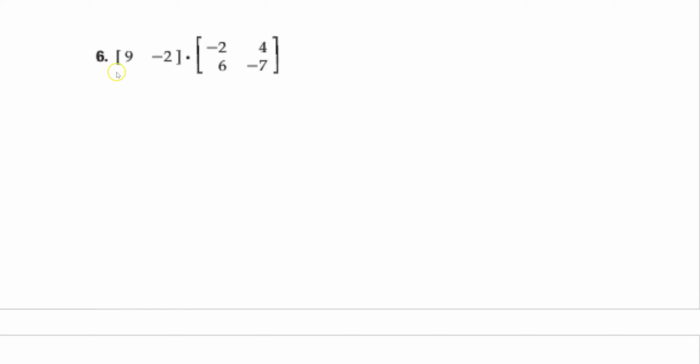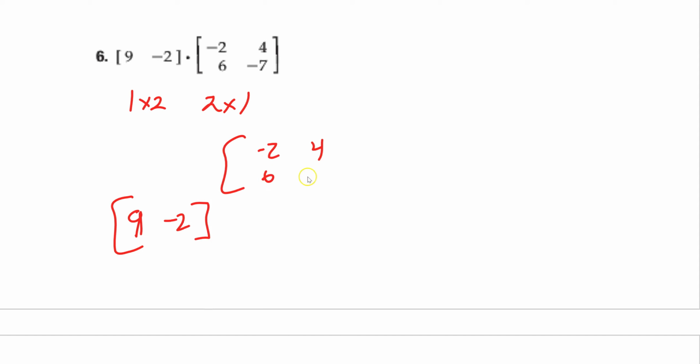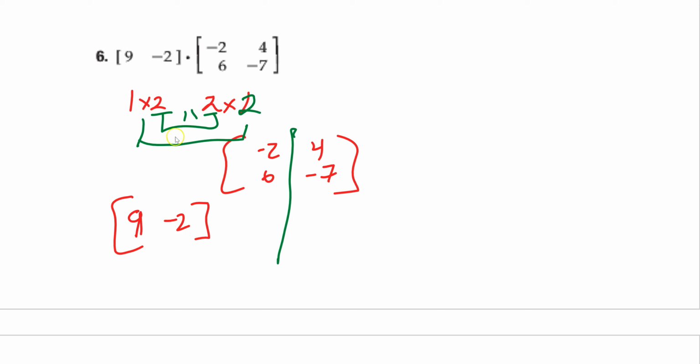So let's see here, I do want to check. This is a 1 by 2, 1 row, 2 columns. And this is a 2 by 1. So they can be multiplied. So do the same thing, 9, negative 2. Put this one up here. Negative 2, 6, 4, negative 7. Right, where's the space? Which is only right here, really. And actually, I should have done this. Sorry, I apologize. We should get a 1 by 2. This is a 2 by 2. So we should get 1 row, 2 columns. Perfect.